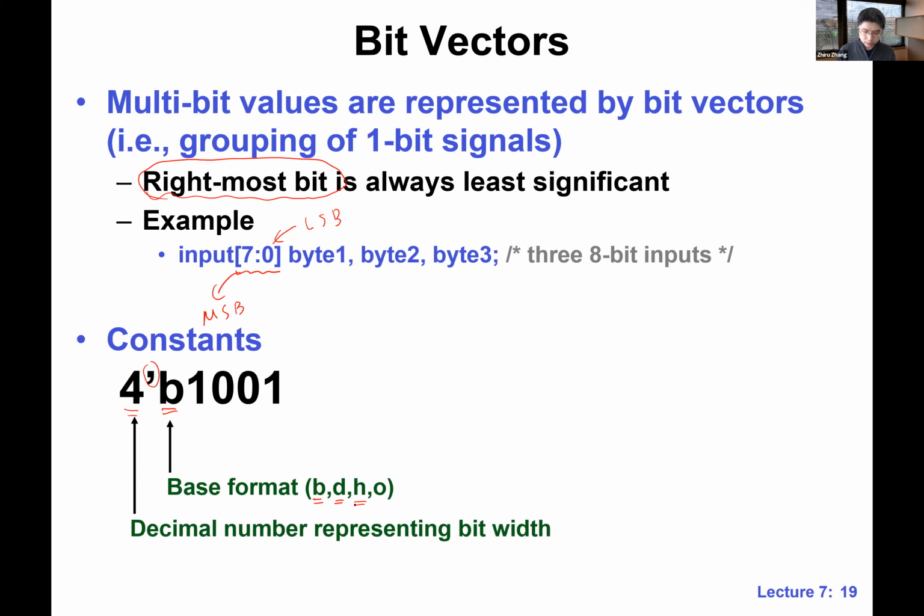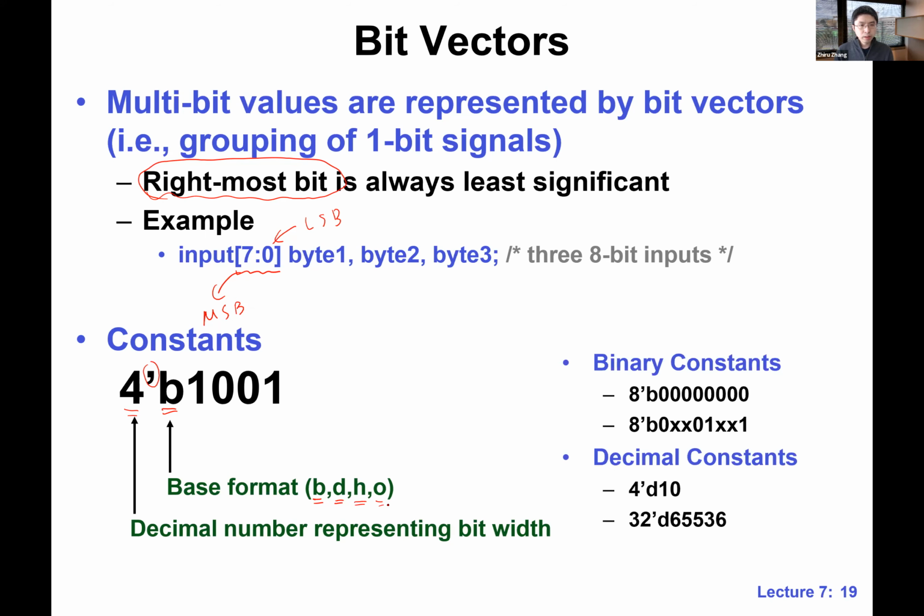Later on, we'll see H, hexadecimal, in this class. We also have base 8, with O over here. So this is a 4-bit constant, 1001, and this is the LSB. We can also do 8 bits, of course. This is how we do it. We can even use X in the constant, then we have don't cares.